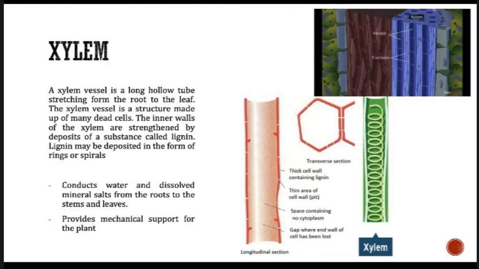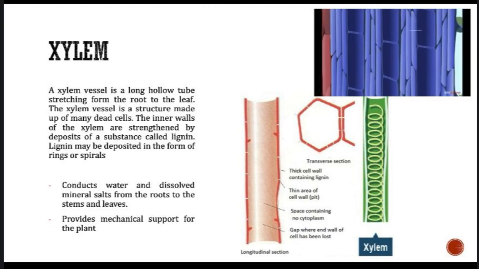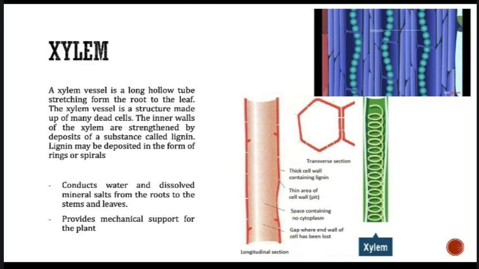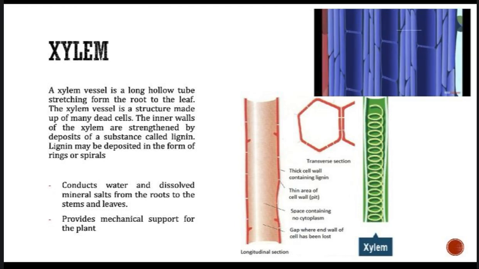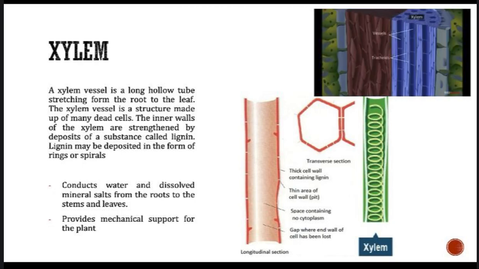Let's start with the xylem. So a xylem vessel is a long hollow tube, meaning that it is empty, stretching from the roots to the leaf. The xylem vessel is a structure made up of many dead cells. So at the beginning, when it was still building, it was a living cell. When they interconnected, eventually it lost all of the organelles that it used to have. And the structure is made up of many dead cells as a result.